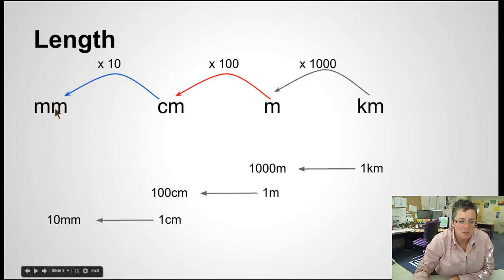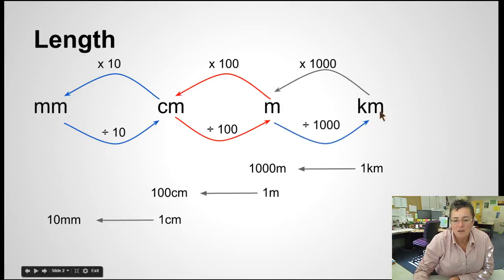So if we're going in the opposite direction, so from millimeters to centimeters, we do the reverse. We divide by 10. If we go from centimeters to meters, we divide by 100. And if we're going from meters to kilometers, we divide by 1,000.